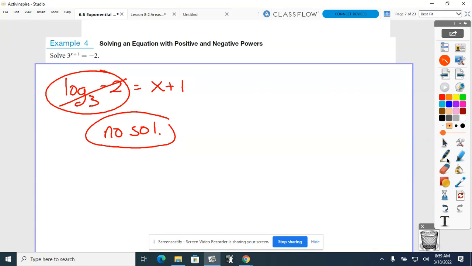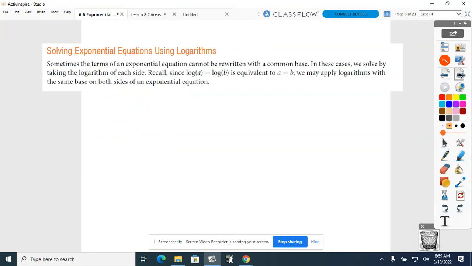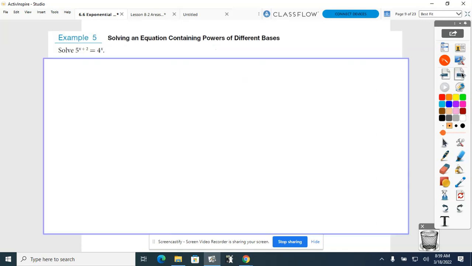Okay? We're going to get to that method some more in a little bit. If you have a log on one side and a log on the other side, then you can just cross out the logs. But you have to have a single log and nothing else in front. So that's where we're going to use all the properties to get that to happen. All the condensing, stuff like that. We didn't even get to that yet. But I can use that in reverse.